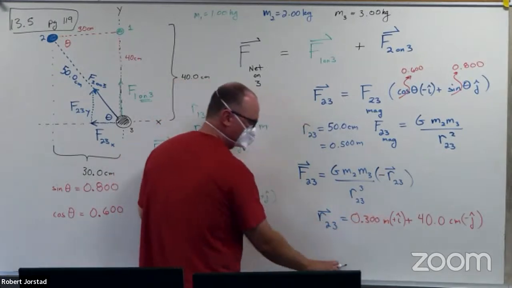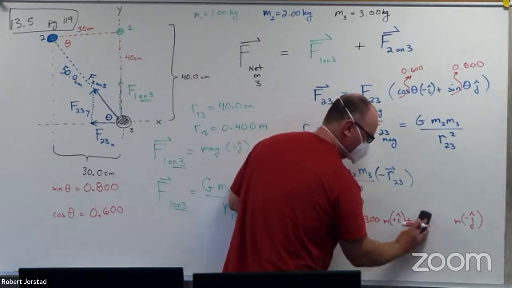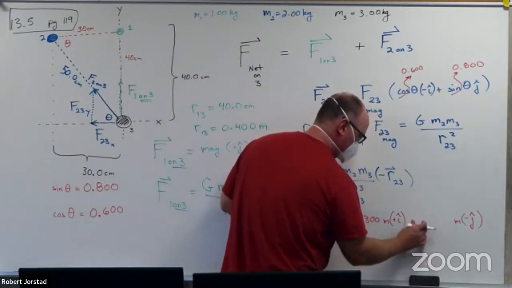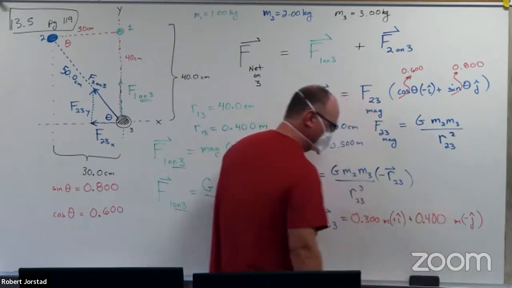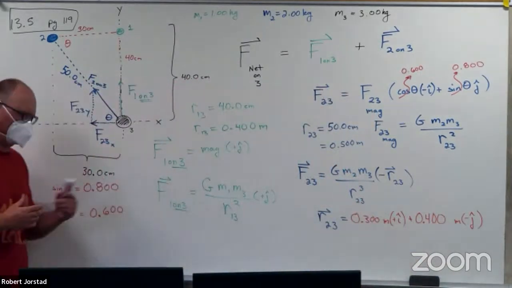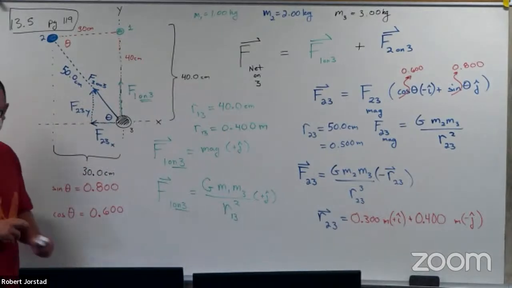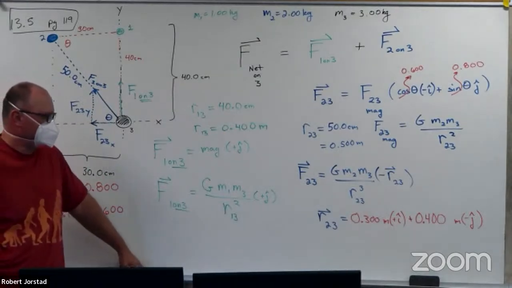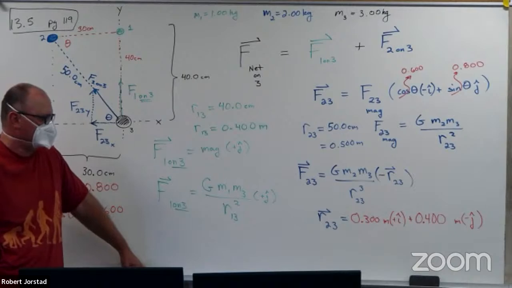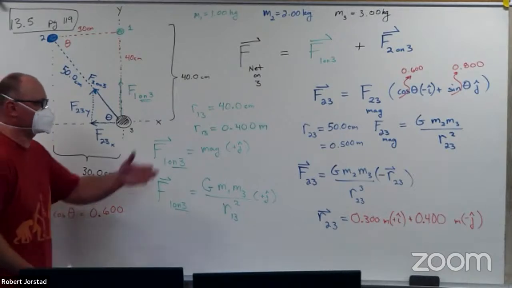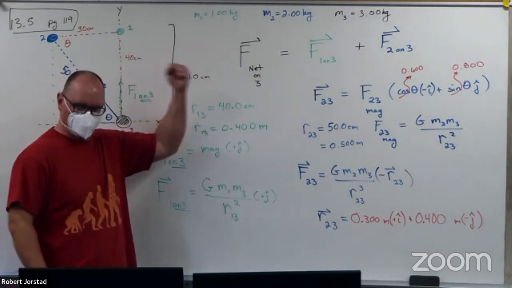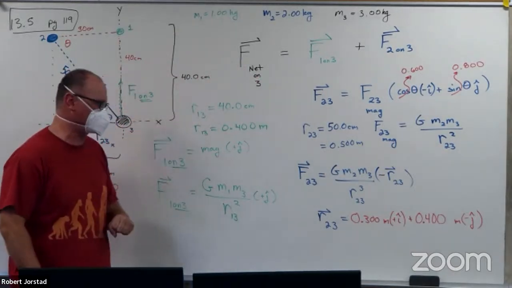0.300. And this would be right? We've got to always watch those units. So when you're doing this on a test, watch your units, watch your minus signs. Remember that these are vectors. You have to add the forces as vectors to get the net force.